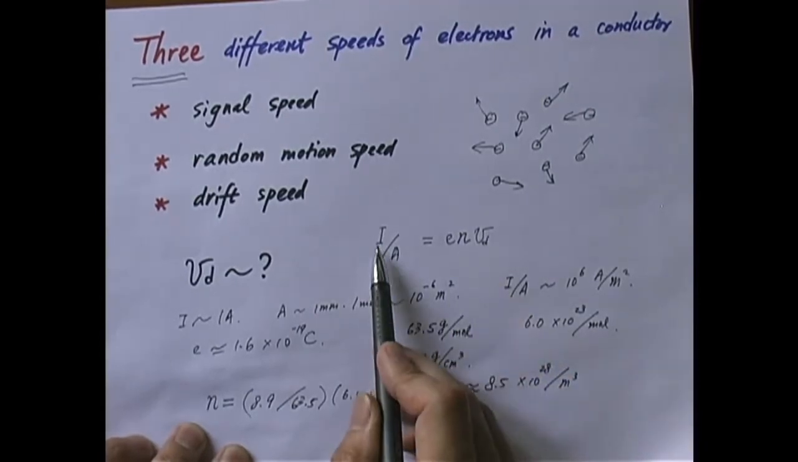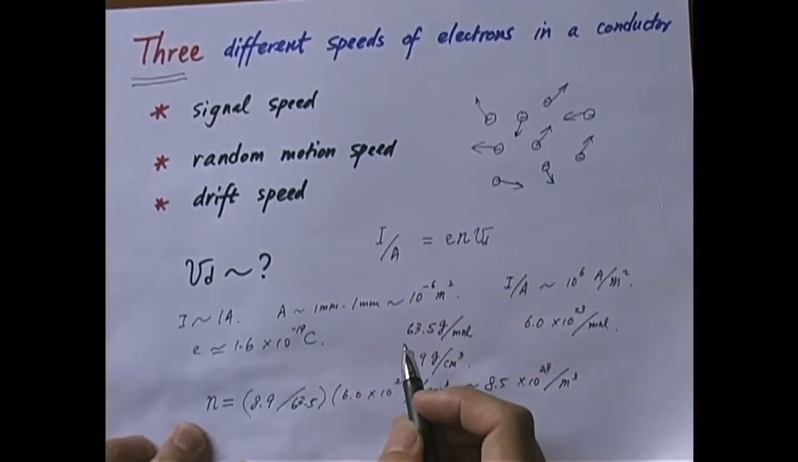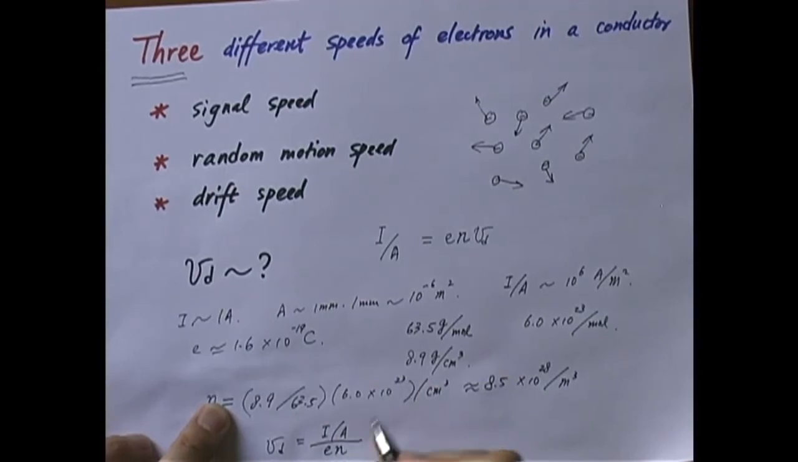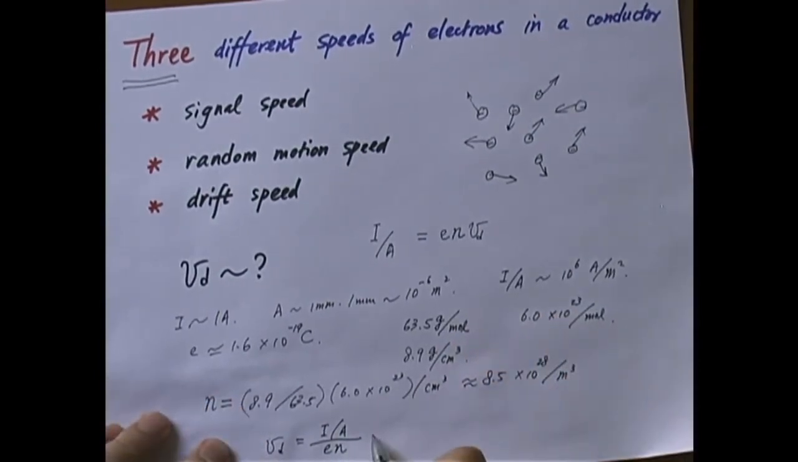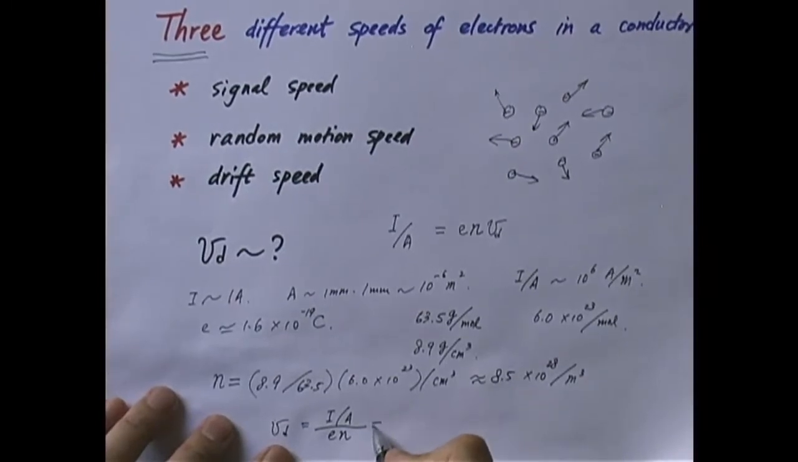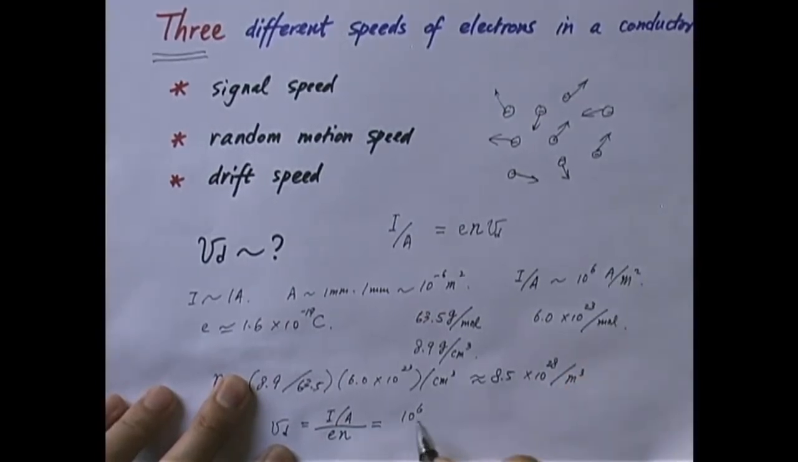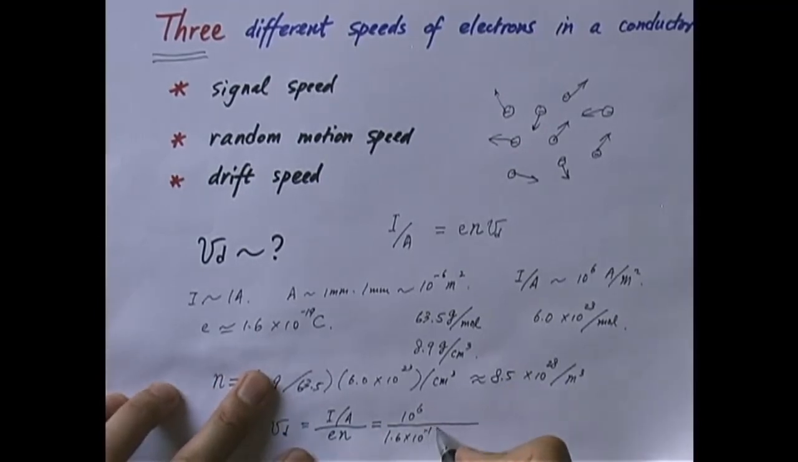Now you have I, you have A, you have E, you have N. Let's solve for VD. So VD equals I over A divided by E N. Let's plug in the numbers and see what we come up with. I over A is about 10 to the 6. I'm using prime SI units, so let's ignore the units because everything's going to just cancel out neatly. Then 1.6 times 10 to the negative 19 times N.